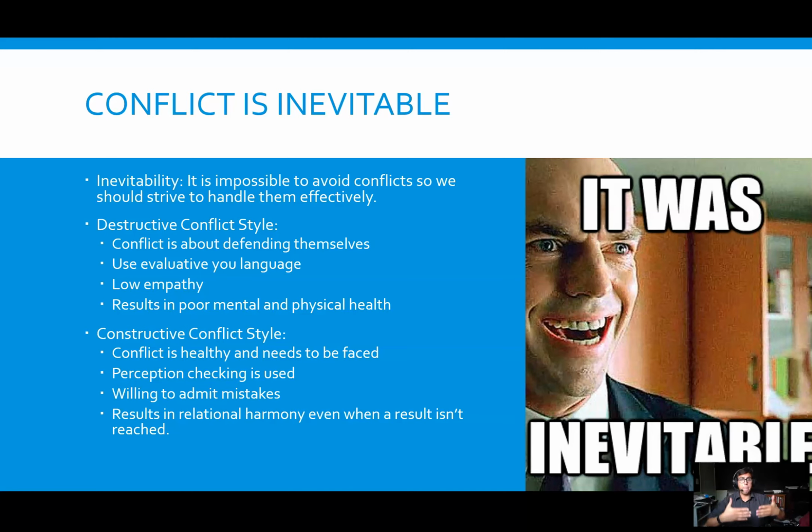I have checked my perceptions. I was willing to admit mistakes, and we are working together on this problem. I've communicated a lot of value of my relational partner. And hopefully they've communicated relational value towards me. So this communication was very confirming, very supportive, and even if we don't reach a solution, it was still worth having this conflict.